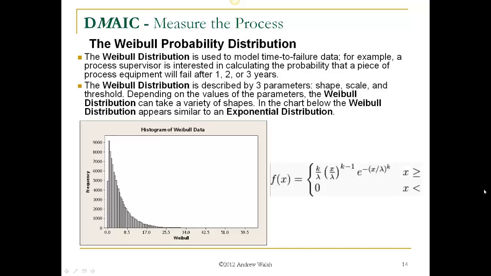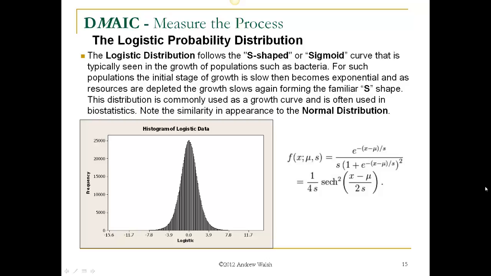The Weibull distribution is used to model time to failure data. For example, a process supervisor may be interested in calculating the probability that a piece of process equipment will fail after 1, 2, 3, 4 years, whatever you may be interested in. And the Weibull distribution is described by 3 parameters: the shape, scale, and threshold. Now, depending on the values of the parameters, the Weibull distribution can take a variety of shapes. In the chart below, the Weibull distribution appears similar to an exponential distribution, but if you change those values, you may see it look more like a skewed normal distribution. So again, knowing the type of data you're collecting and what kind of system you're examining is important in interpreting what type of probability distribution you should work with.